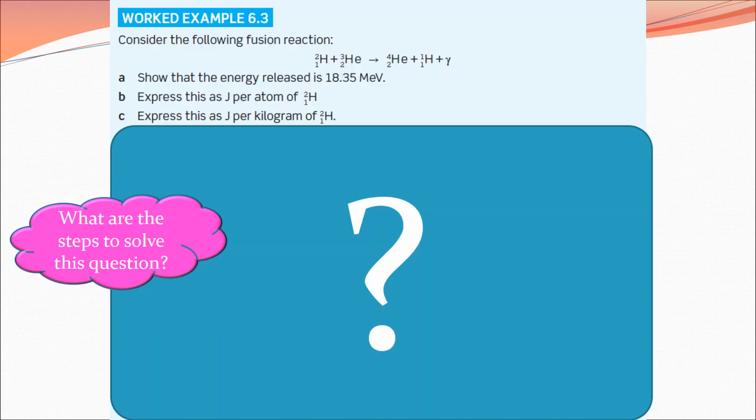Let's look at an example, and this is going to follow some of the stuff we did in 6.2. Consider the fusion reaction, this one here, where we have a deuterium and a tritium. A deuterium, which is that guy, and a helium there, fusing together, and we get a helium and a hydrogen and some gamma radiation released. A, show that the energy released is 18.35 mega electron volts. B, express in joules per atom and joules per kilogram.